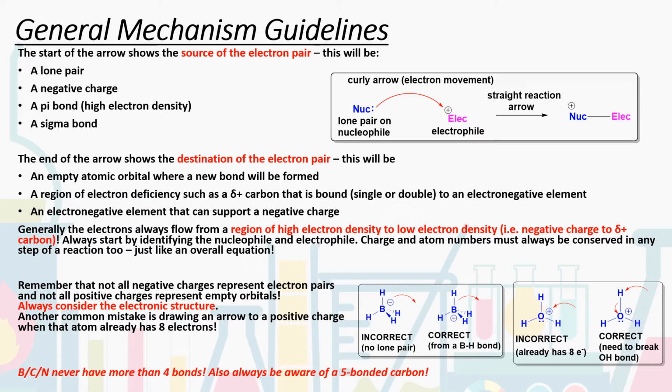Now, as I've said in the previous slides, remember that not all negative charges represent electron pairs. While most of them do, for example, the hydroxide anion, the bromide anion, the cyanide anion, the negative charge is representing a lone pair. Not all of them do. The example was the BH4- anion, that borohydride anion. The negative charge didn't represent a lone pair because all of the 8 valence electrons are actually being used in BH bonds. So it would be incorrect to draw an arrow from our negative charge. The correct way would be to draw an arrow from one of the BH bonds.